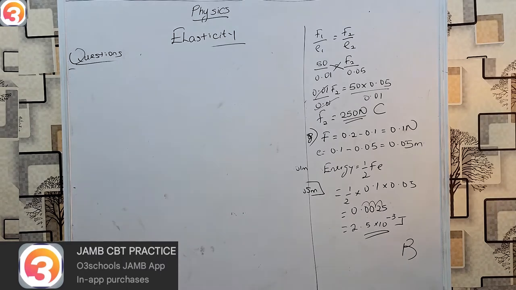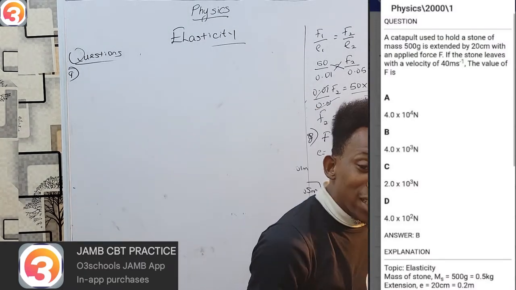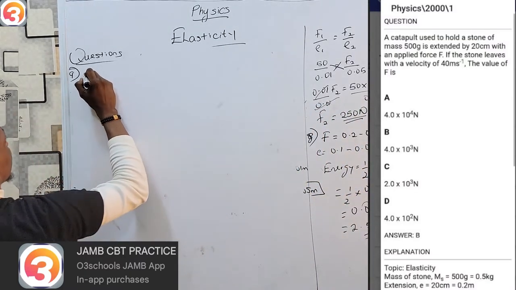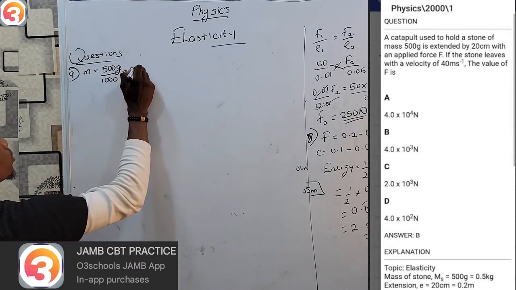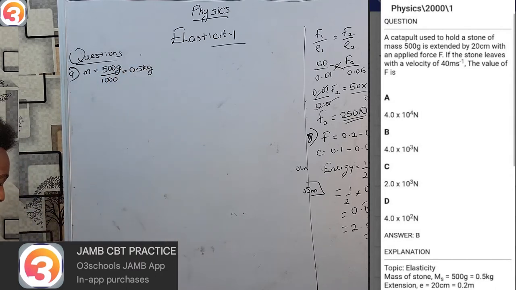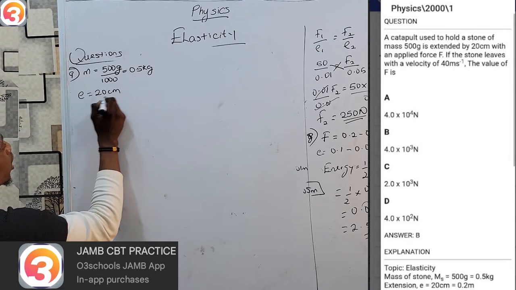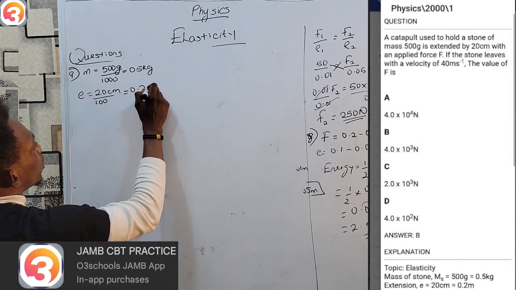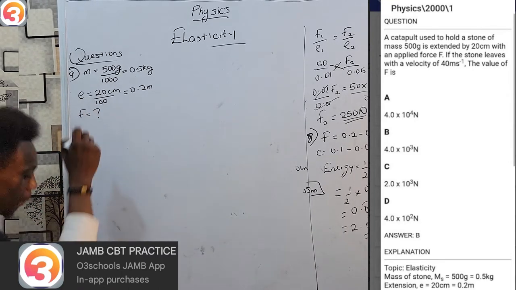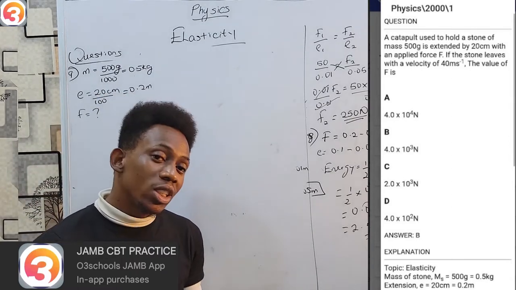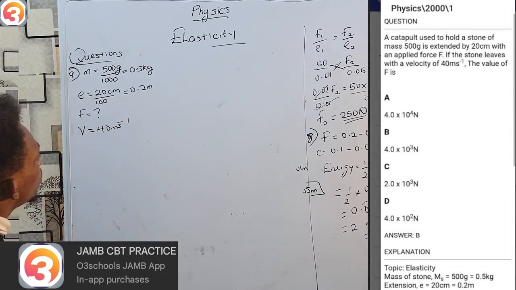Now, for question number 9, we are going to the year 2000, and again, we are looking at question 1. In this one, a catapult is used to hold a stone of mass 500 gram. M is 500 gram, divided by 1000, that's 0.5 kg. And it's extended by 20 cm. E is 20 cm, again we divide by 100. That's 0.2 meters. With an applied force F. There's a force F which we do not know. If the stone leaves with a velocity of 40 meters per second, the value of F is what?